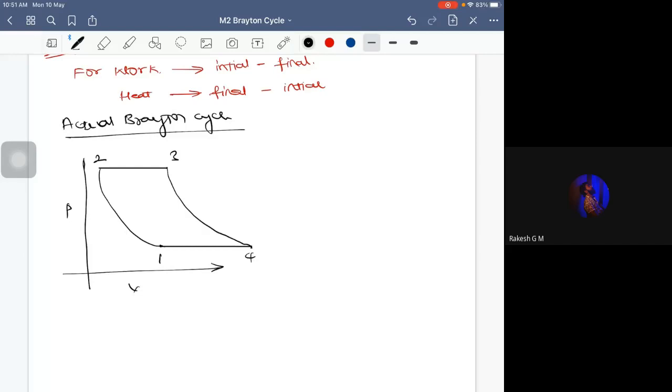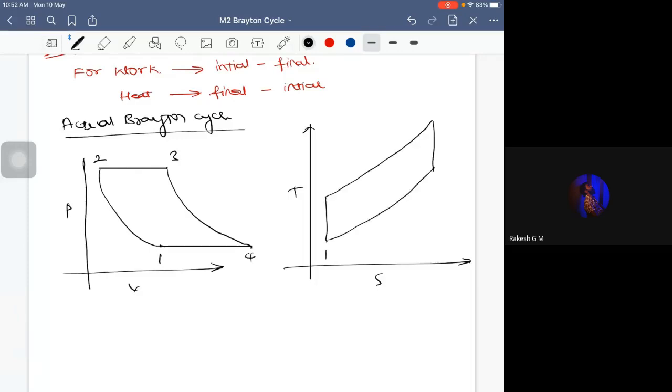Similarly, when I try to draw a TS diagram, it is something like this. Okay, TS. Correct? So 1 to 2 was adiabatic compression, which is this. 2 to 3 is this. 3 to 4 is this. And 4 to 1 is this. So this particular cycle, what we have analyzed up till now, was an ideal thing. Ideal in the sense that it was supposed to happen according to the papers and according to the experimentation. Do you think the actual Brayton cycle would be similar to the ideal Brayton cycle? We can at least expect a little deviation, isn't it? Yes or no?